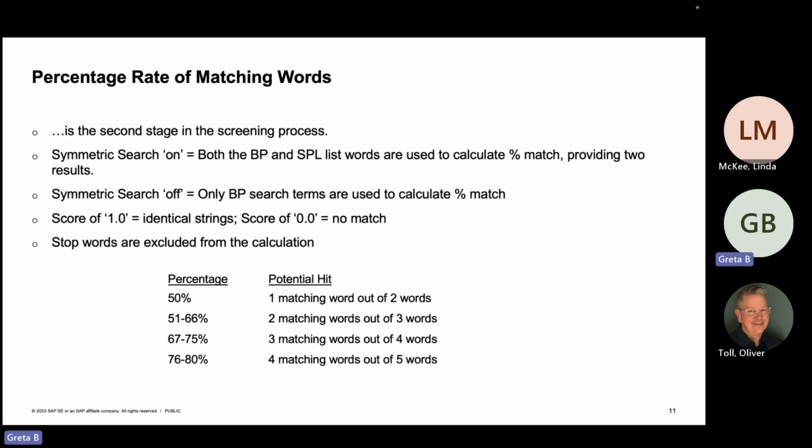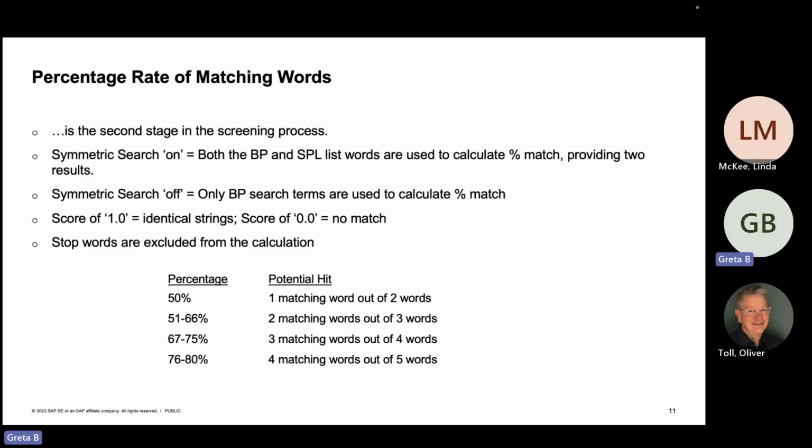The second stage of the screening process is the percentage rate of matching words. If the symmetric search indicator is selected or is on, then both the BP and the SPL list words are used to calculate the percent match, providing two results. This is similar to what you have today in GTS 11. However, the algorithm or the selection criteria is slightly different in GTS 11 than it is in Edition for HANA.